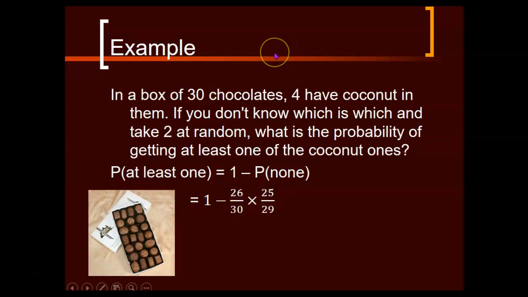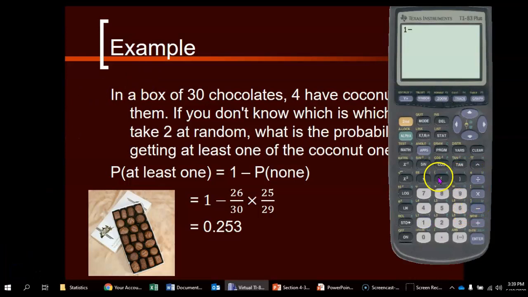And then in that case, under that condition, the probability of the second one you pull out not being coconut, if the first one was not coconut, would be 25 out of 29. Because this time there's 29 left to choose from, and those include 25 that do not have coconut. So by taking 26 over 30 times 25 over 29, we get the probability that none of them have coconut. The first one does not, and the second one does not. And then 1 minus that gives us the probability that at least one does. And when we do the calculations, that turns out to be 0.253.